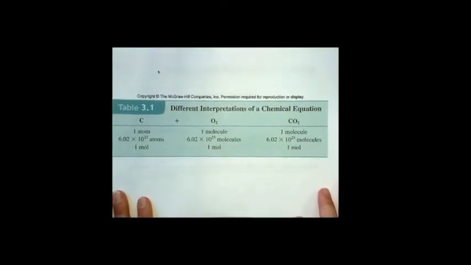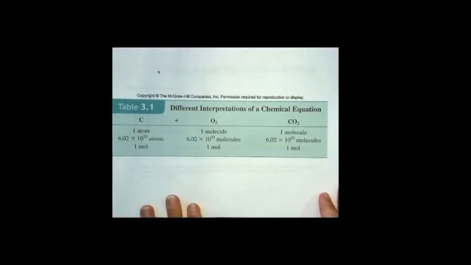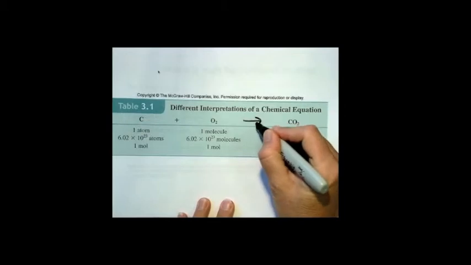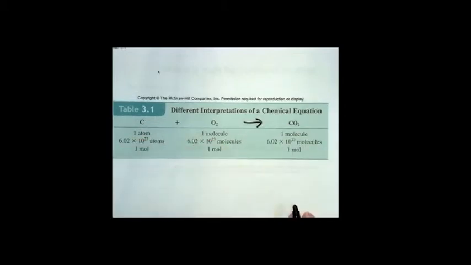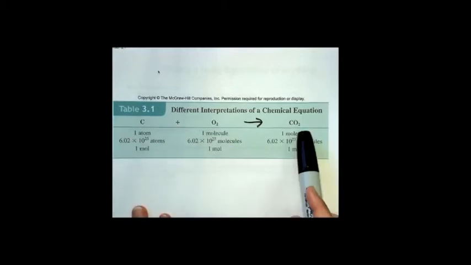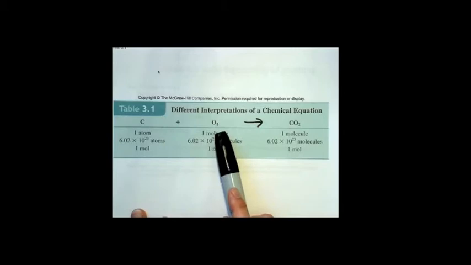Now we have this ability to interpret chemical equations differently, and we'll be using this a lot more in Chapter 4. For now, we know that carbon dioxide is the result of a combustion reaction between carbon and oxygen. The carbon can be in the form of just carbon, like in the case of coal or graphite, or it can be in the form of a hydrocarbon, in which case you're going to get carbon dioxide and water as products. But if all you have is carbon and oxygen, now we can interpret this chemical equation as 1 atom of carbon plus 1 molecule of oxygen gives 1 molecule of carbon dioxide.